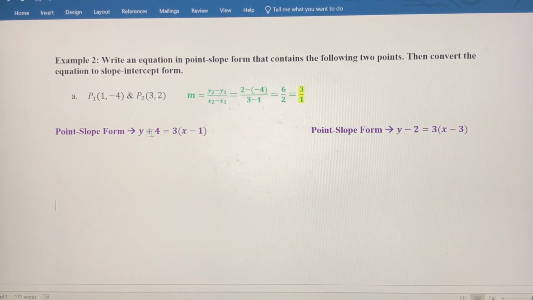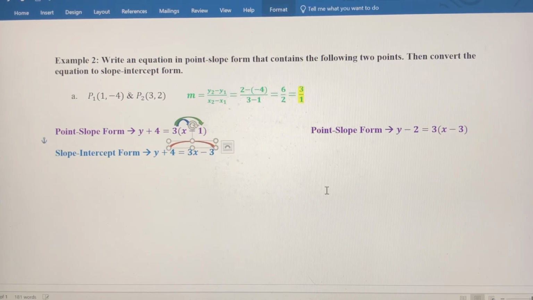So we're going to start with this one here. We want to distribute again like we did previously. We're going to multiply 3 times x, and we're going to multiply 3 times -1. When we do that, the left side doesn't change. y plus 4 equals 3x minus 3. Then I want to subtract 4 from both sides, or move this 4 over to the right side. And that gives me y equals 3x minus 7. So this would be the slope-intercept form for the equation containing these 2 points.